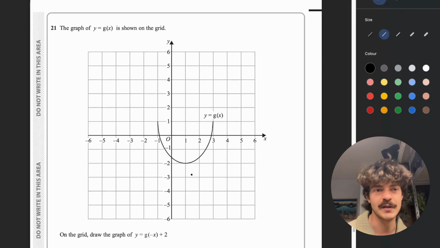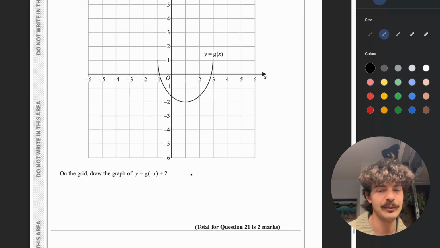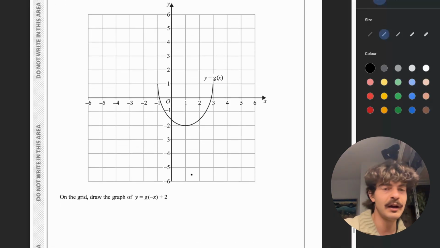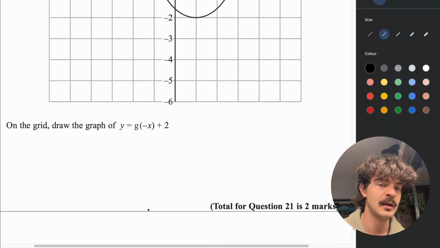Okay, on to question 21. We have some graph g of x drawn on our diagram here, and we want to draw the diagram of y equals g of minus x plus 2. Okay, so let's try and identify what these two things do.